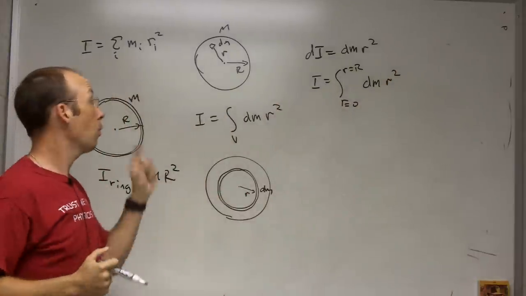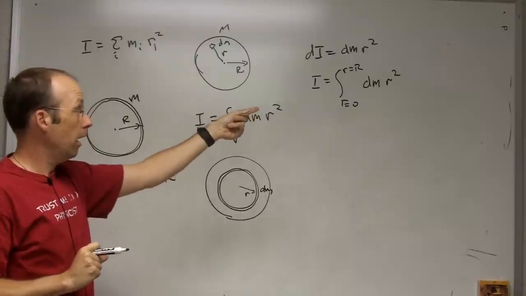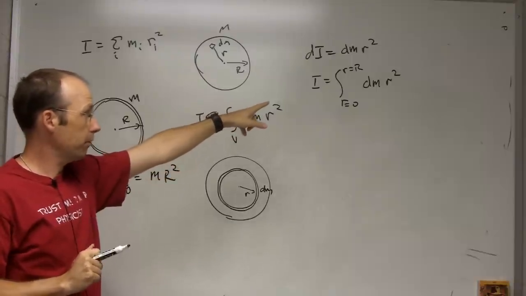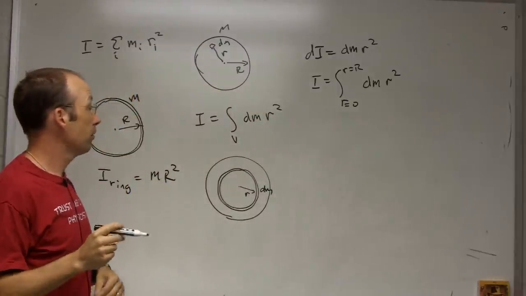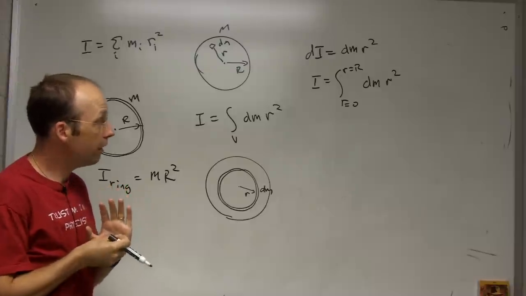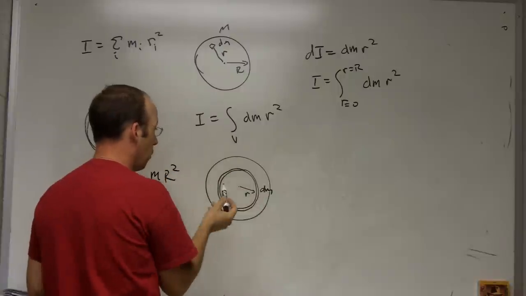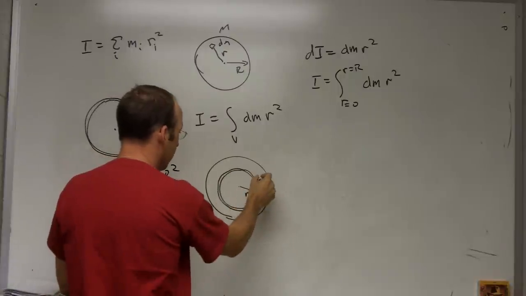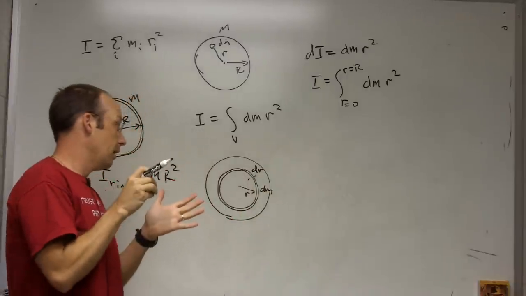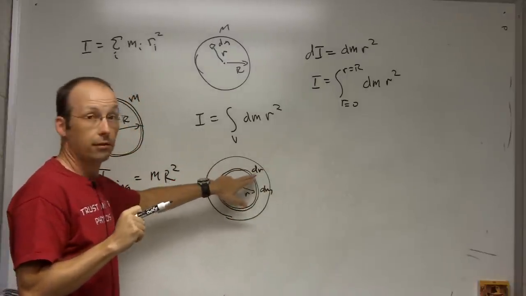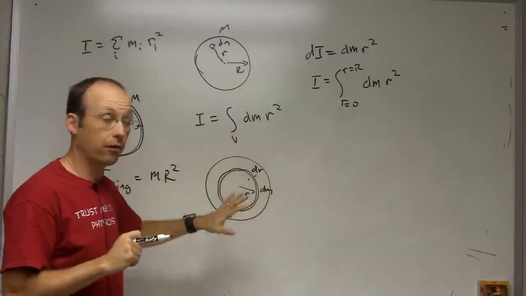So couldn't you just integrate that? No, you can't, because your integration variable is dm and you have an r, they don't really match. So you want to get them both into the same terms. Let me replace dm in terms of r. What's the mass of this little ring right here? Well, let's say that it has a thickness of dr. Then I'm going to assume that the ratio of the area of this ring to the whole disk is the same as the ratio of the masses.